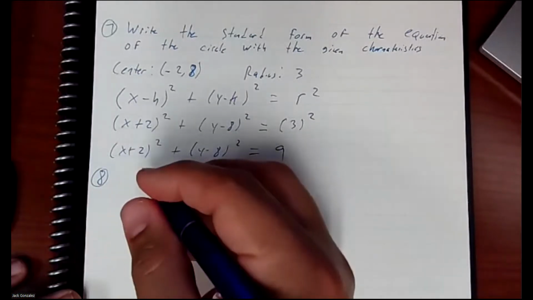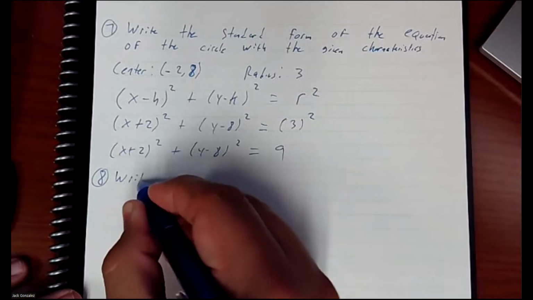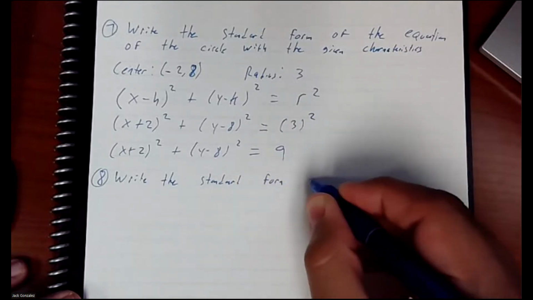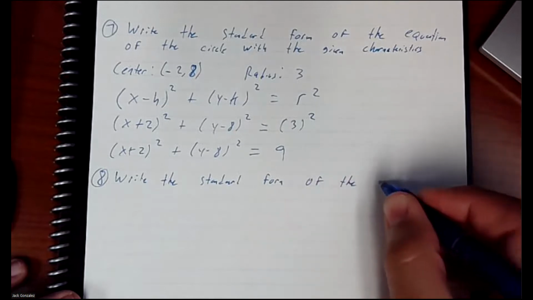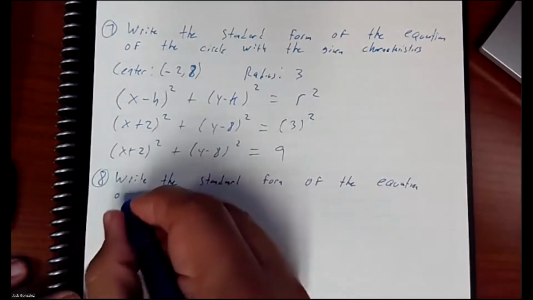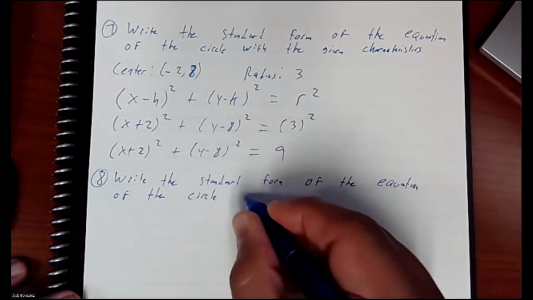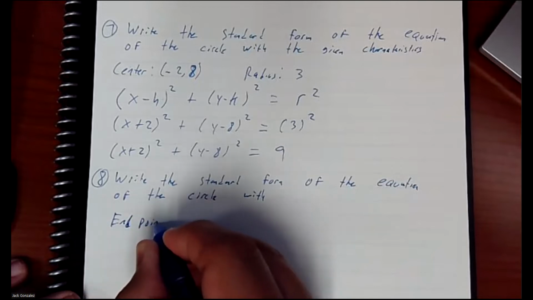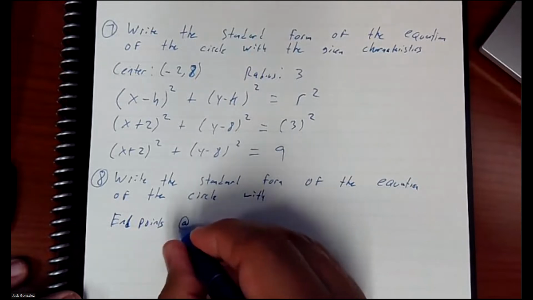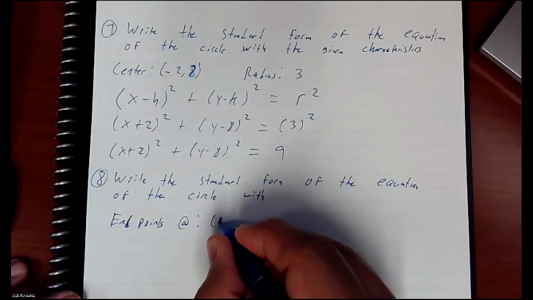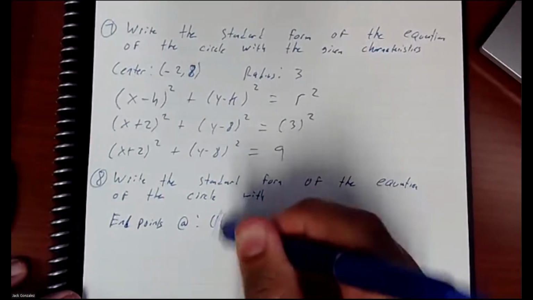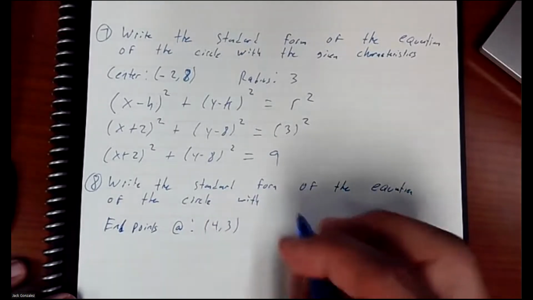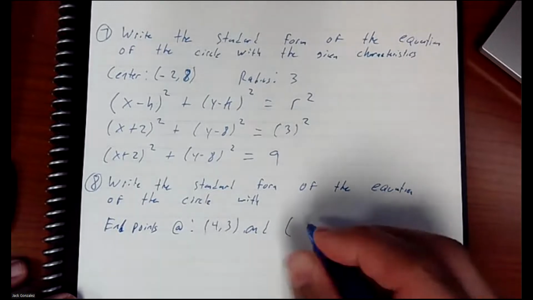Number 8. Write the standard form of the equation of the circle with endpoints at 4, 3 and -8, -7.